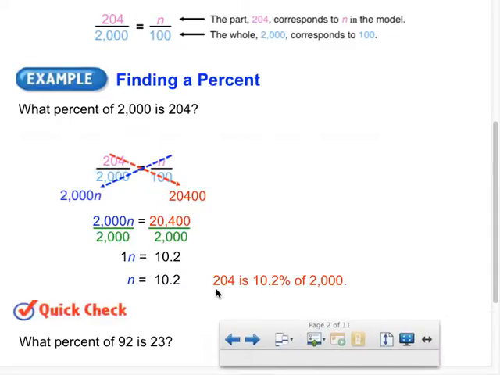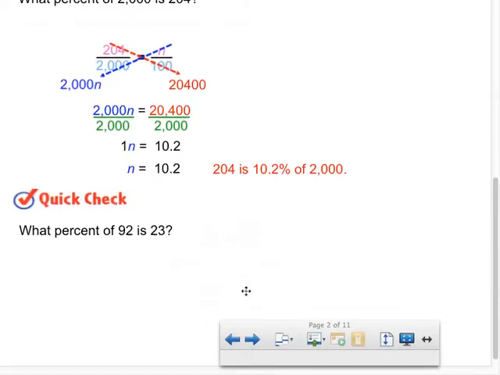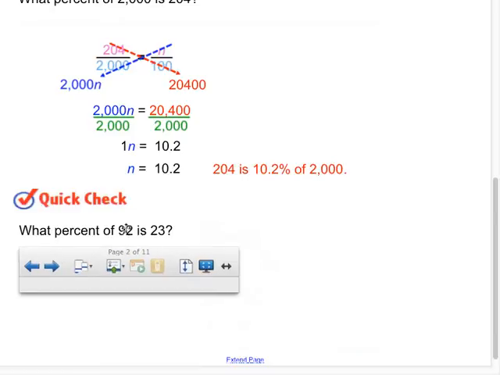This is for you guys to work out. This is my example. You're trying to figure out what percent of 92 is 23. What percent of 92 is 23? So the setup is very similar to what we just did. We got 92 total, and then 23 of the 92, what is that percentage? So the setup is the same problem. You're setting up exactly the same. We're going to use the same strategy to solve for the percentage.